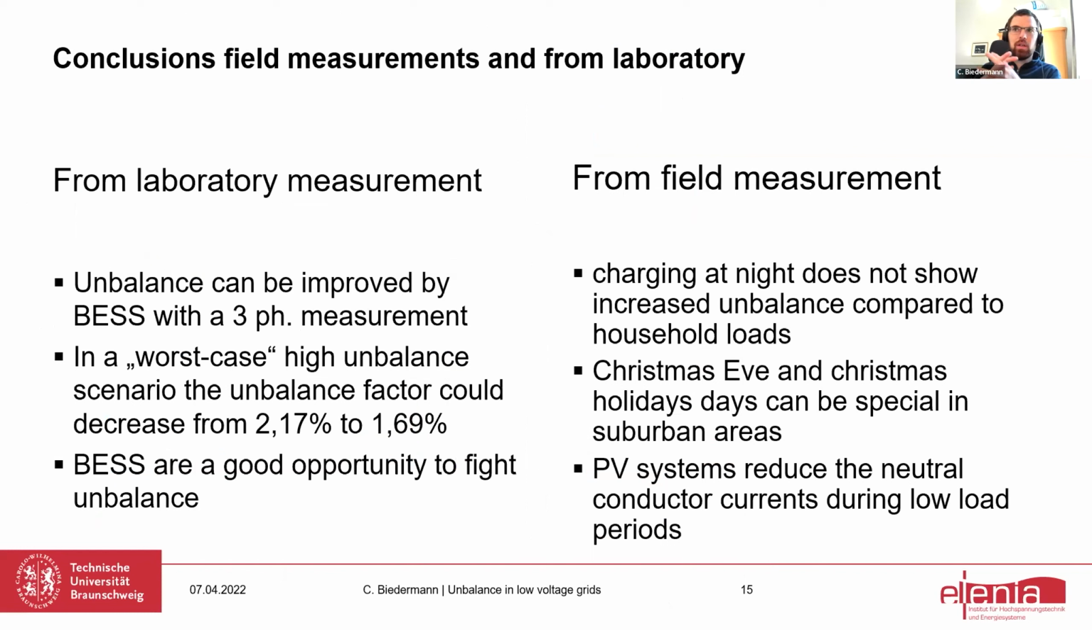Conclusion, I have 10 minutes now. The conclusion of the laboratory measurement: we could show that it works best when we gave it information for three phases and a little bit of intelligence and control, and then we can control the unbalance a little bit. In the field measurements at night, with a few cars, it's not a big problem with the unbalance. We did not increase it in simulation or anything like that. We did this in another study for the unbalance, and we have special days like the Christmas holiday.